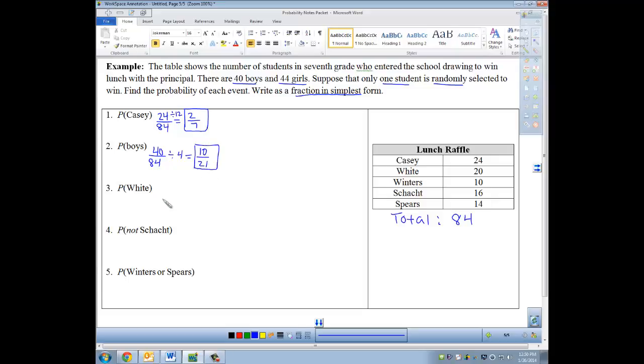Number 3, probability that someone from Mrs. White's class is going to win. 10 students participated out of total 84. We can divide both numbers. Oh, I'm sorry. I looked at Winters. 20. So divide both by 4. We're going to get 5 over 21.